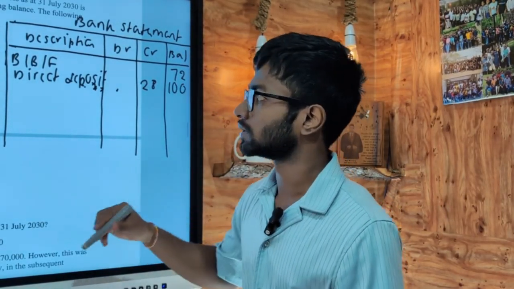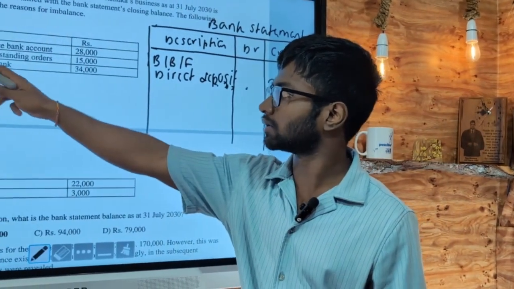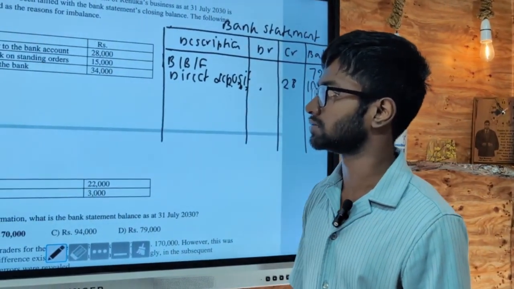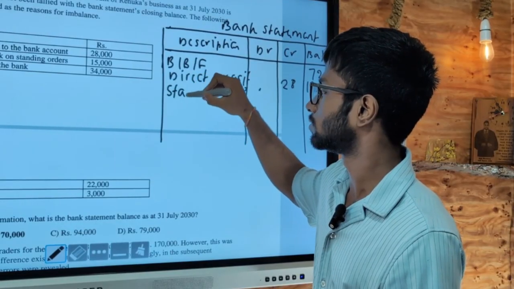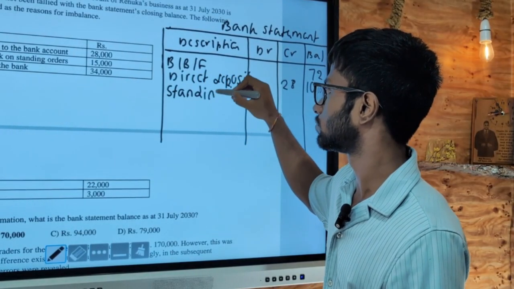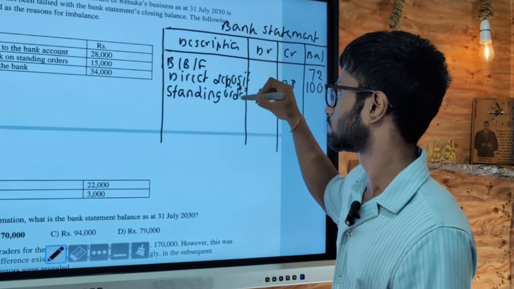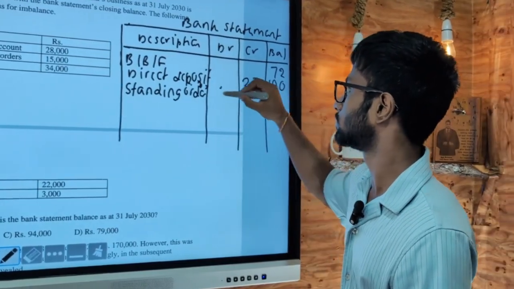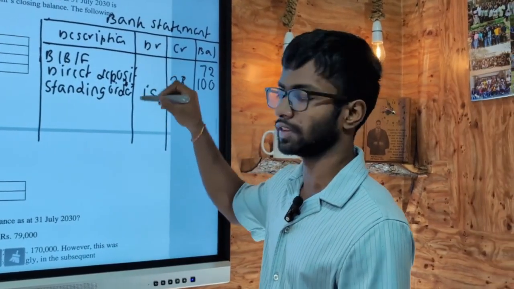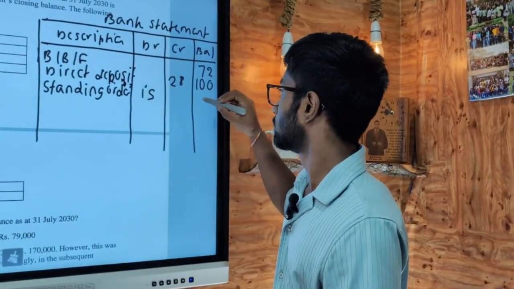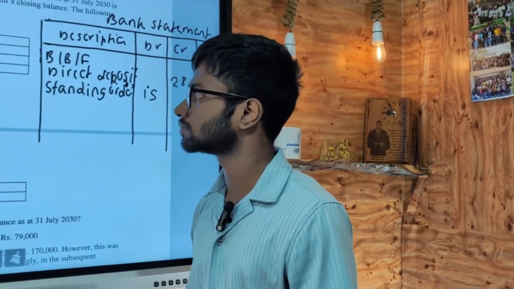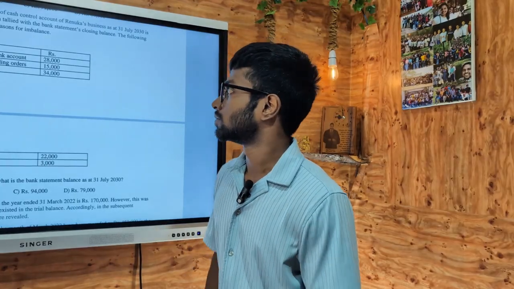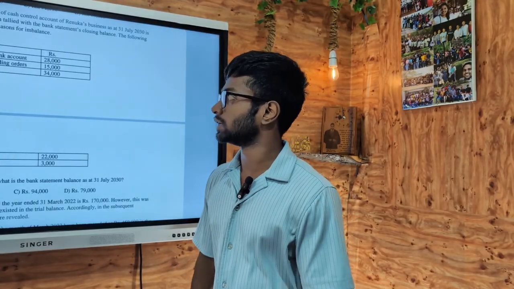you have 100. Then payment made by bank on standing orders, so standing order payment. You have 15, which is on the debit side. Then you get 85. So we'll move on to the next question.